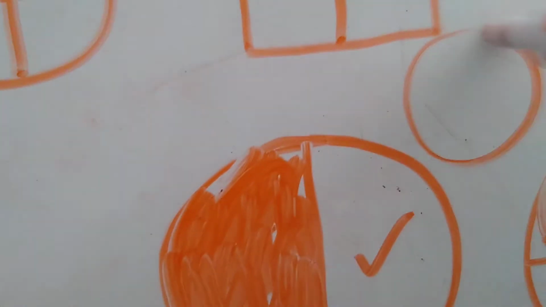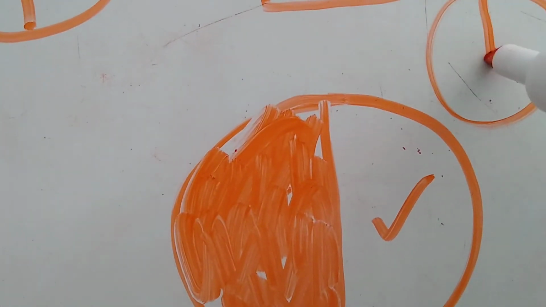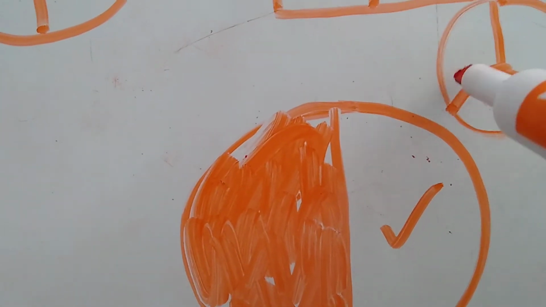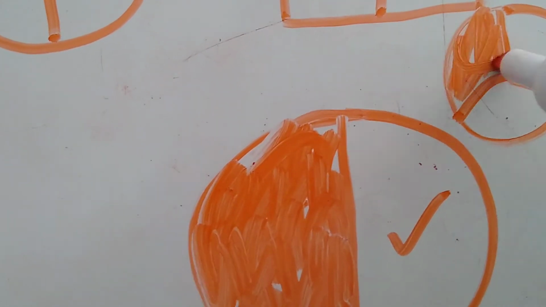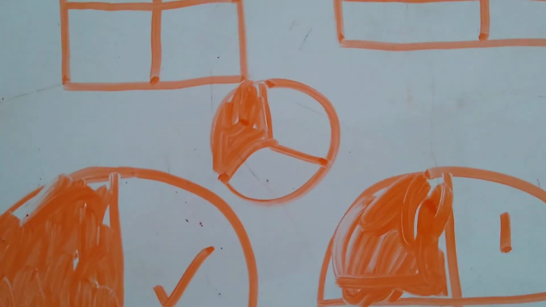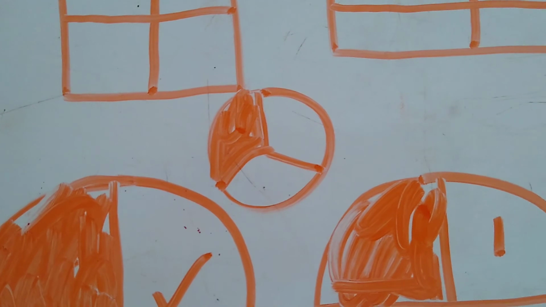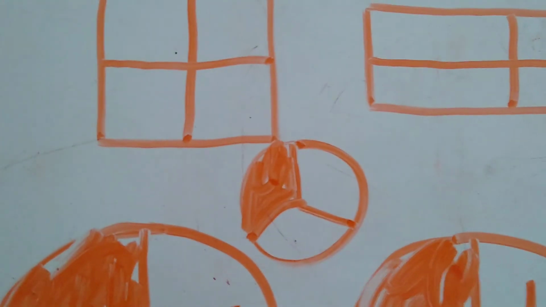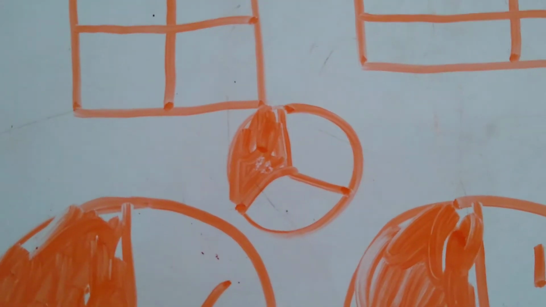And let me draw one thing. This was not on there, but let me draw another one and cut it. And I'm going to color 1 piece. So what do you think it's called if 1 piece is colored and there are 3 pieces? It's called thirds. So 1/3 of the shape is colored.